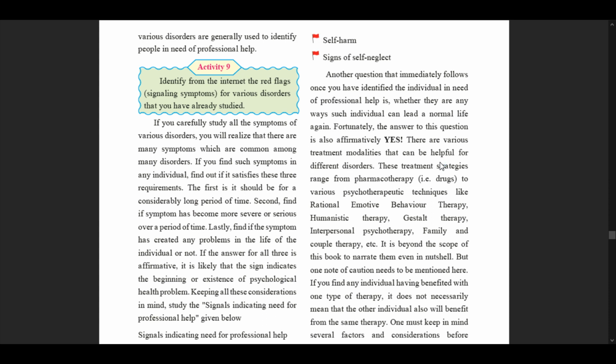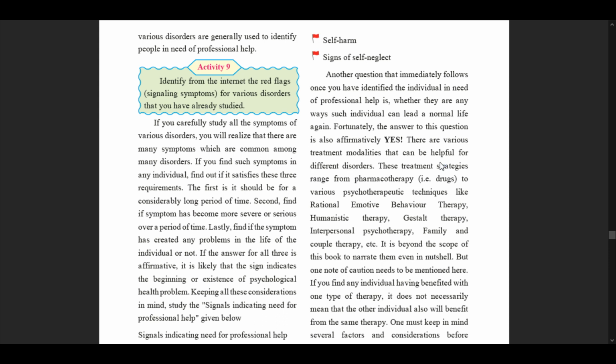The first is it should be for a considerably long period of time. Second, find if the symptom has become more severe or serious over a period of time. Lastly, find if the symptom has created any problems in the life of an individual or not.